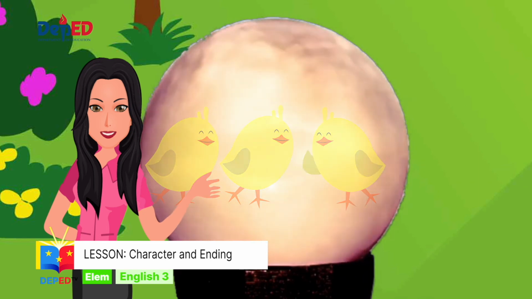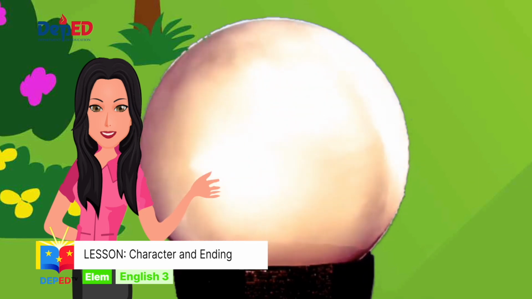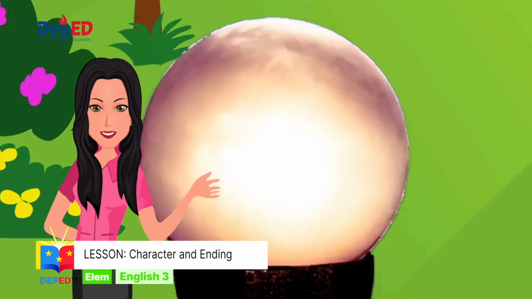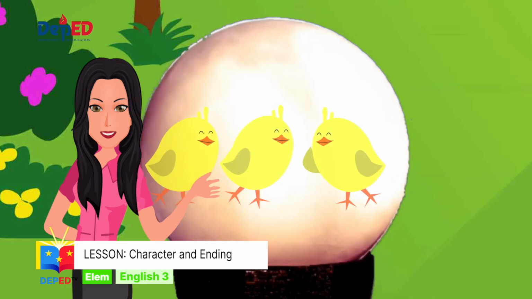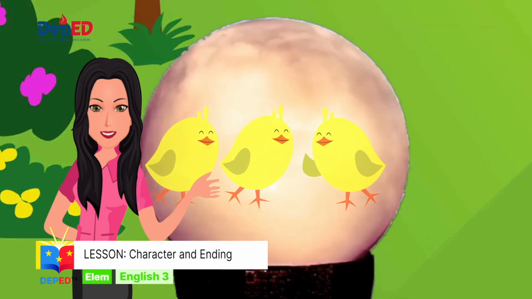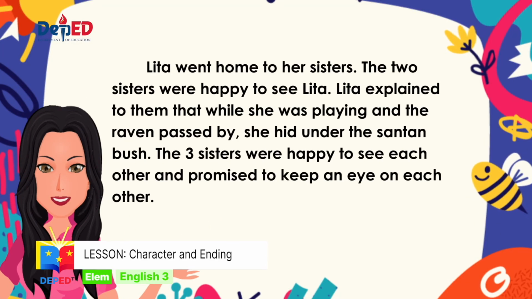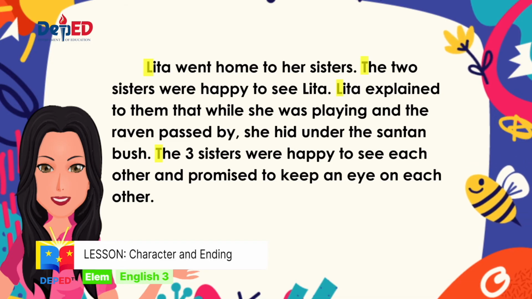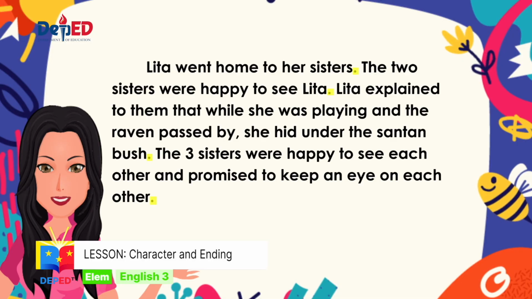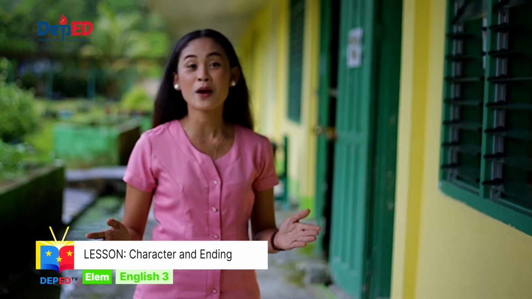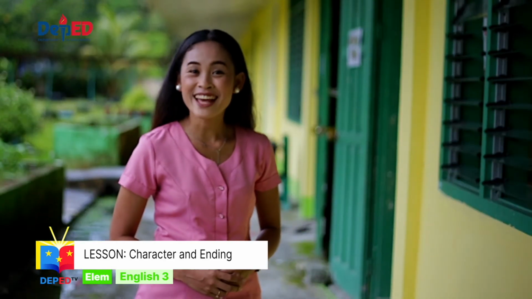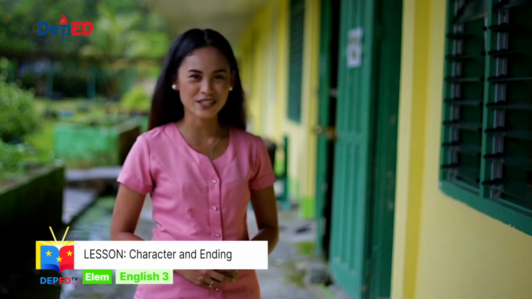Now, which ending do you like better? Is it the first one or the second one? Great! So we will choose the second ending. Look at how it is written in paragraph form. It is indented. The beginning letters of every sentence are in capital letters, and there is a period after every sentence. To wrap up today's episode, let us answer the following questions.